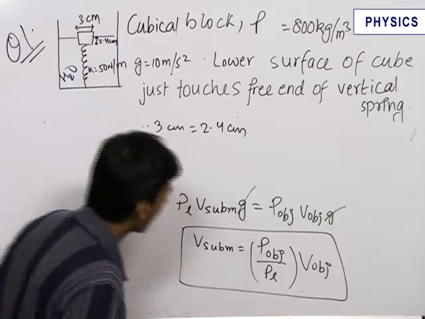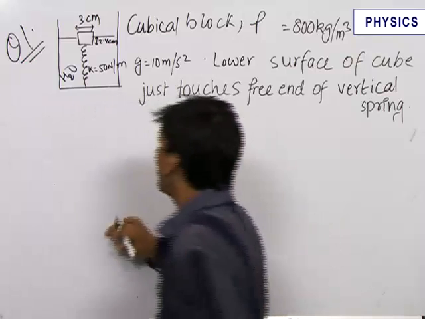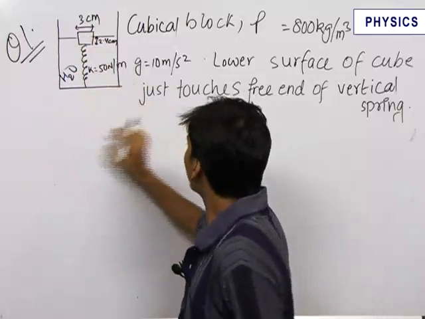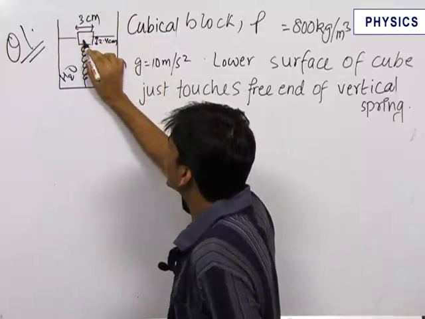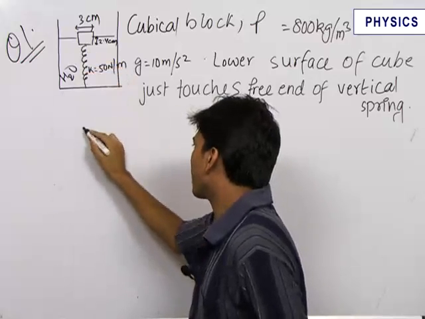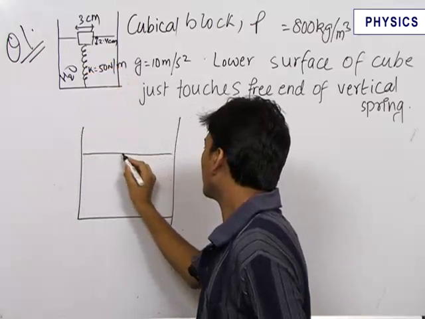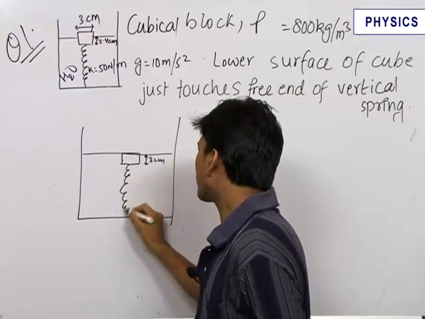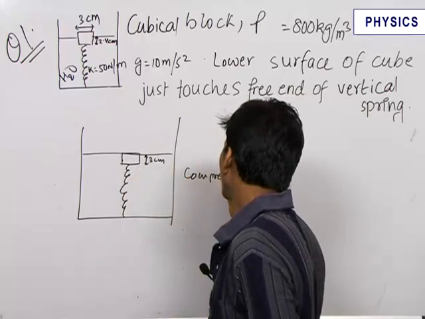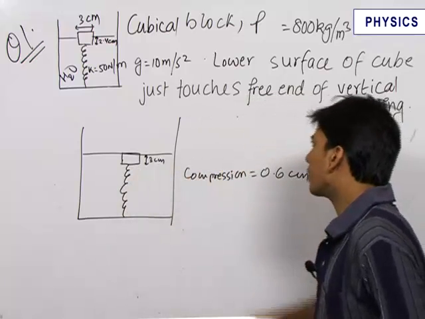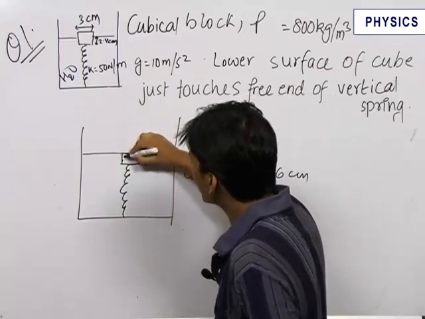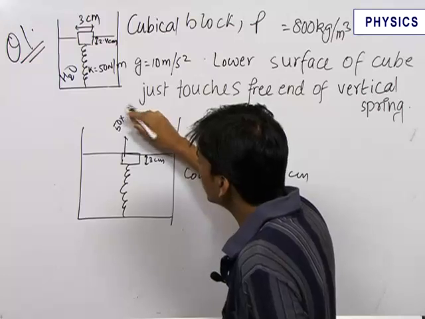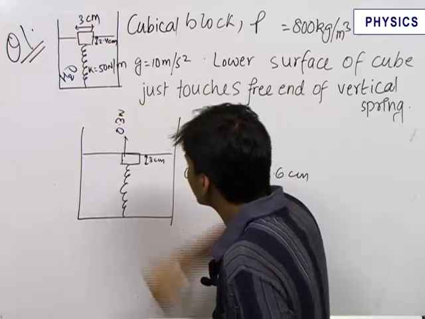Now we want that this block not sink totally in the water, and the limiting case is when we put the maximum weight on this object, this block just sinks by 3 centimeters. So the final condition will be: the block is like this, 3 centimeters inside water, there is some compression of the spring. The compression in the spring will be equal to 0.6 centimeters because this block went down by 0.6 centimeters. So the force acting in the upward direction on the object will be equal to kx, that is 50 into 0.6 upon 100, that is equal to 0.3 newtons. This is kx.